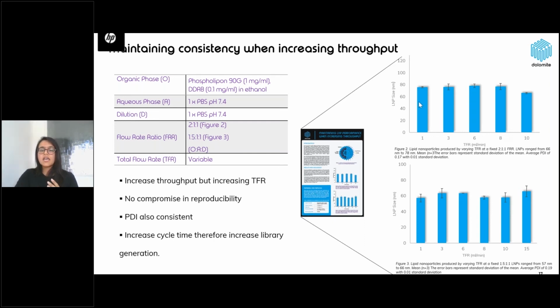So what you can see here is that despite changing the flow rate from 1 to 10 or 1 to 15, the final lipid nanoparticle size remained very, very consistent. So this means that you can increase your throughput without compromising on your final size of your lipid nanoparticle. And this means that you can get consistent results. And also, again, the PDI remains very consistent and reproducible as well. So again, the system allows you to have this type of flexibility to increase throughput and be able to screen multiple formulations at one time.